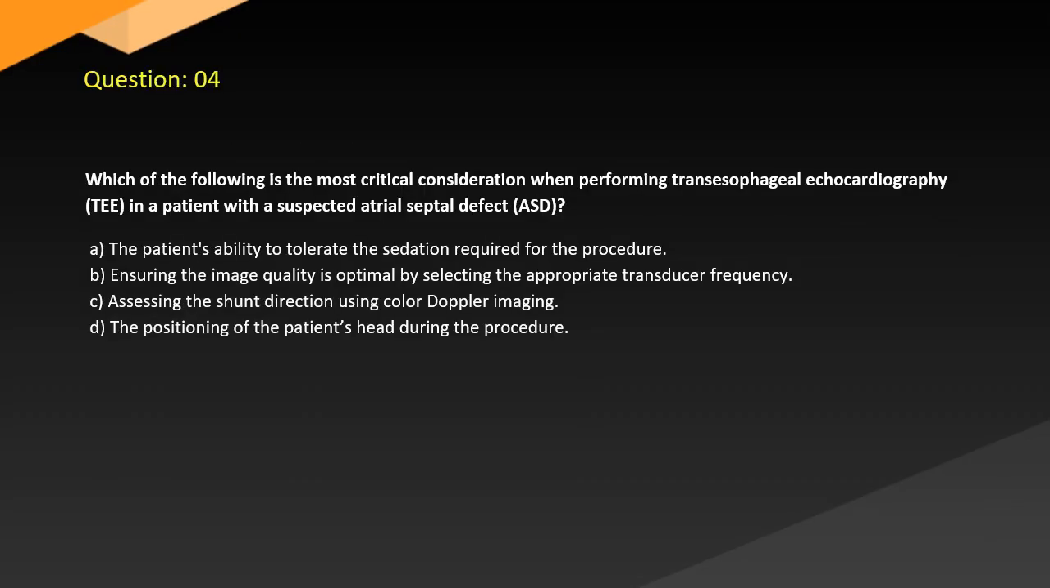Question 4. Which of the following is the most critical consideration when performing transesophageal echocardiography in a patient with a suspected atrial septal defect? A. The patient's ability to tolerate the sedation required for the procedure. B. Ensuring the image quality is optimal by selecting the appropriate transducer frequency. C. Assessing the shunt direction using color Doppler imaging. D. The positioning of the patient's head during the procedure.